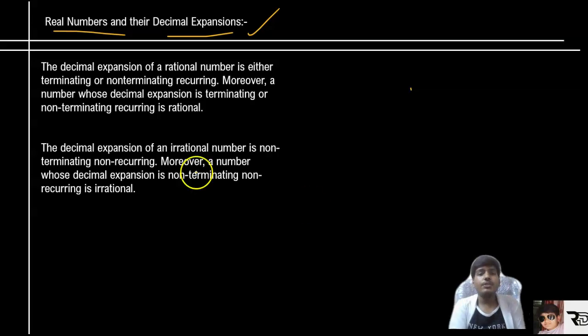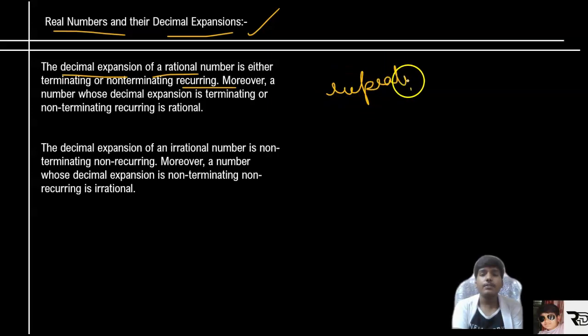First we'll read what's written on the screen and then we'll continue. The decimal expansion of a rational number is either terminating or non-terminating recurring. Recurring basically means repeating. Moreover, a number whose decimal expansion is terminating or non-terminating recurring is a rational number. This is very, very important. The decimal expansion of an irrational number is non-terminating, non-recurring. Moreover, a number whose decimal expansion is non-terminating, non-recurring is irrational.